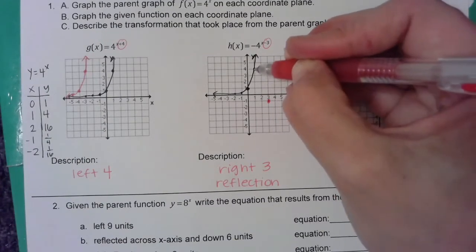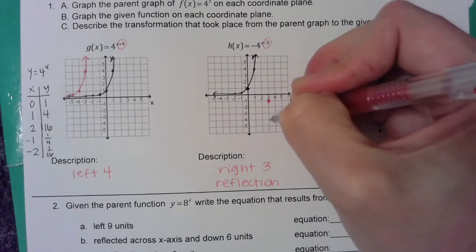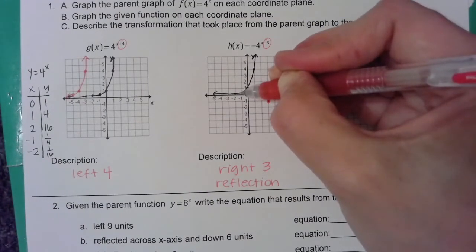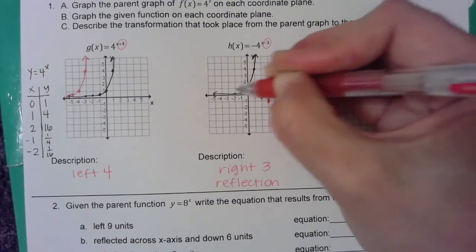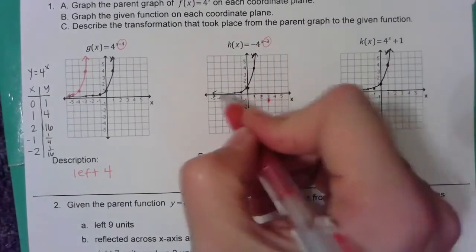Now I'll do it again with the 4. This one was up at 4, so if I flipped it, it would come down to -4, but then it also has to move 3 to the right. 1, 2, 3. This point right here is at 1 over 4, so if I flipped it, it would be at -1 over 4, and then it has to move 3 to the right. 1, 2, 3. And you could move any of these other tiny little points 3 to the right as well after they flip upside down.